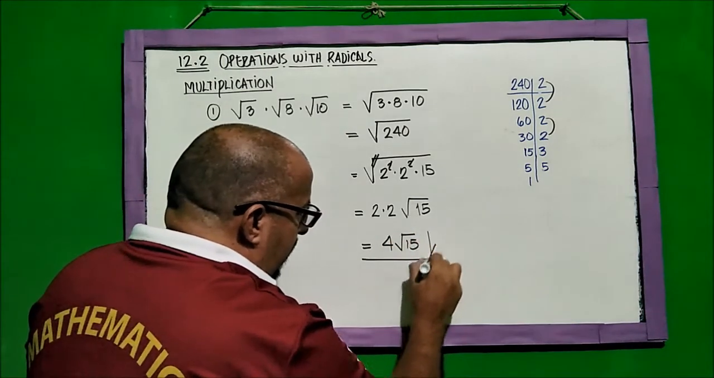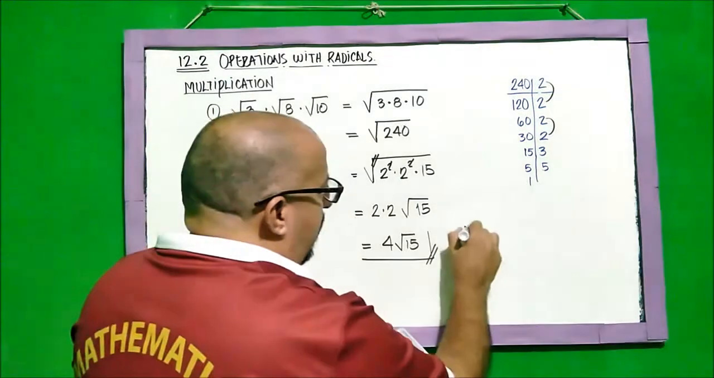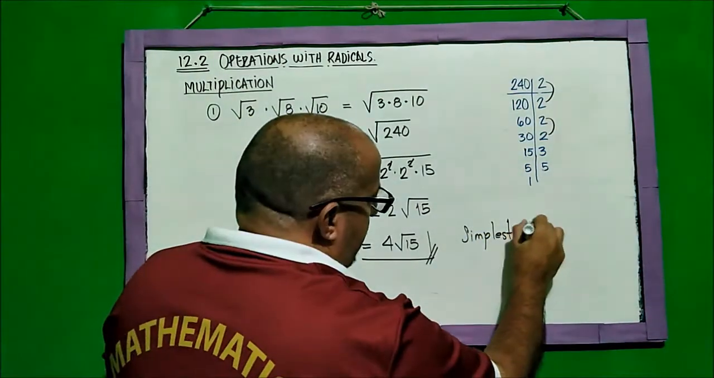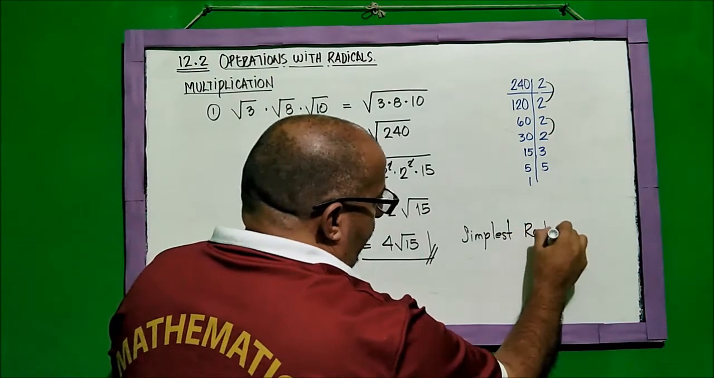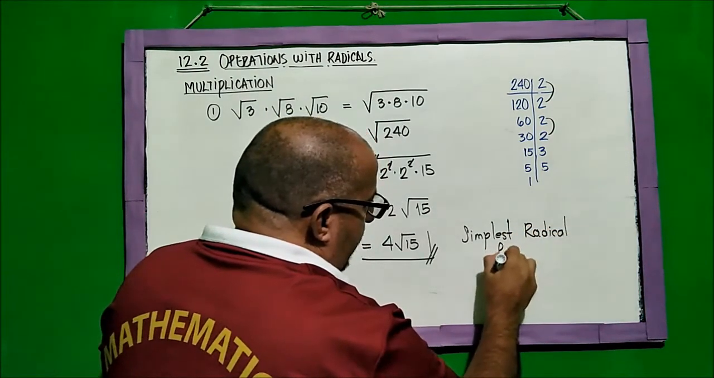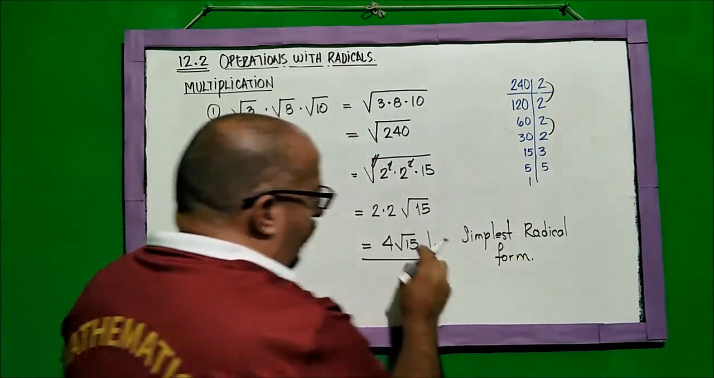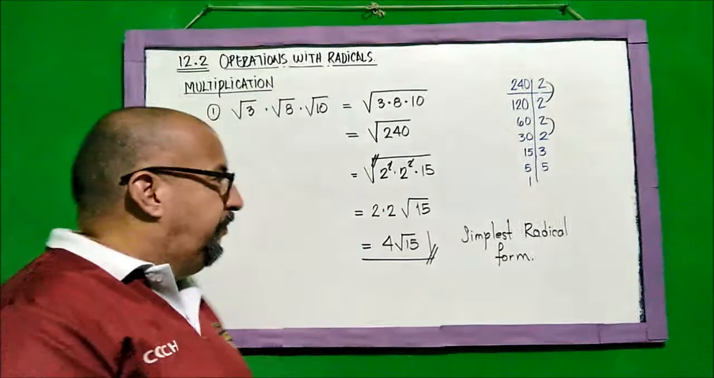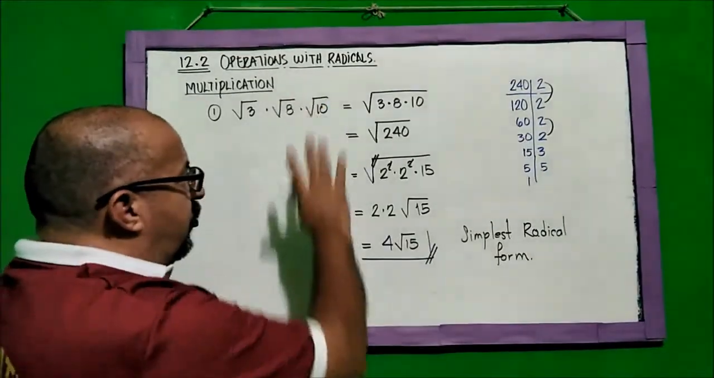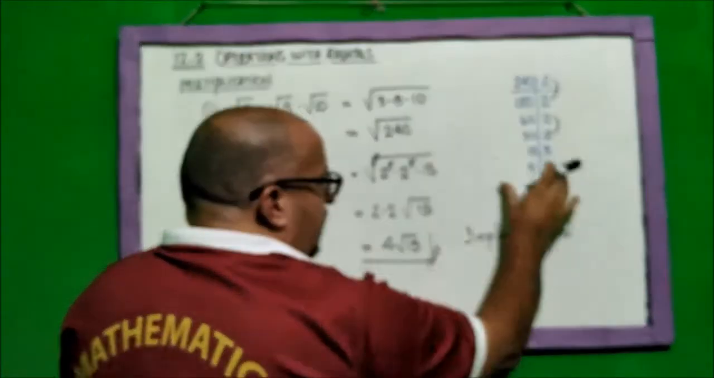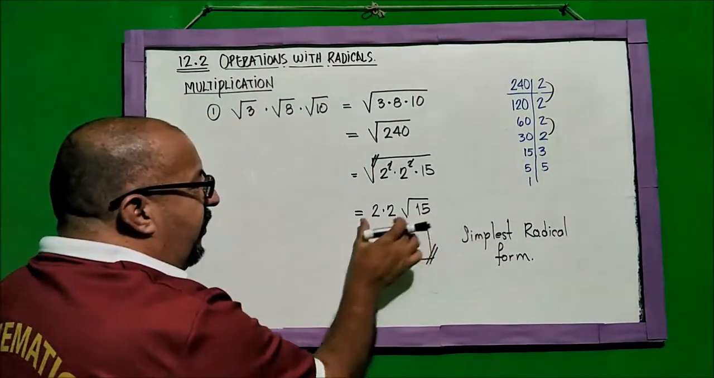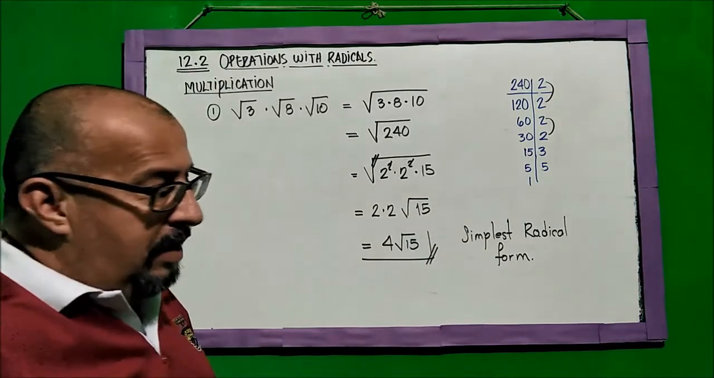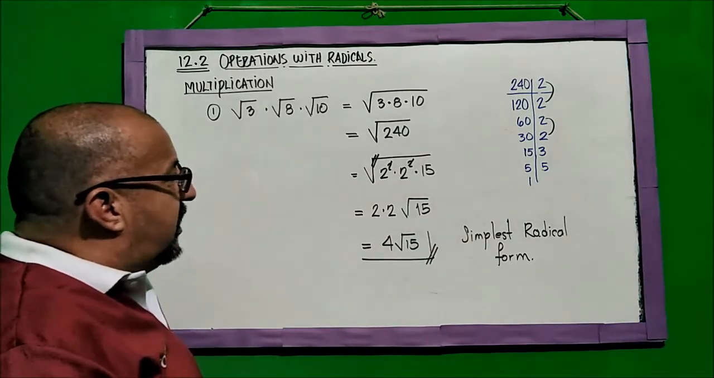This answer is written in what we call simplest radical form. And we come to this form when the radicand inside the root cannot be simplified anymore. So once we understood this process, we analyzed prime factorization and applied it to do the process. This is our final answer. So now let's move on to the second problem.